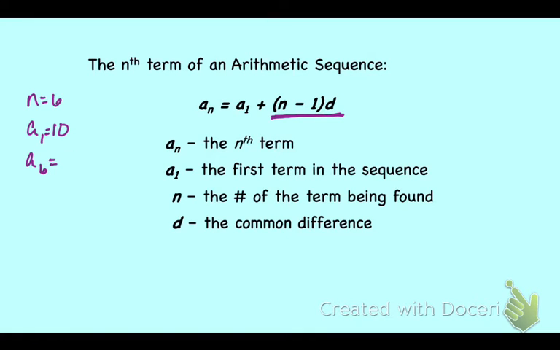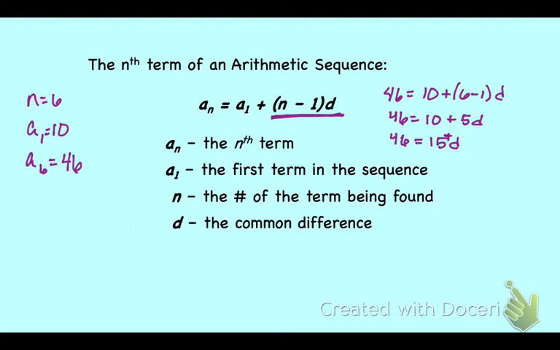Because I'm adding multiples of 6. So, we'll go with 46, just to show you. Okay, so they plug these things in because they have to find d, right? Because that's the only thing missing. So they do 46 equals 10 plus 6 minus 1 d. And they say 46 equals 10 plus 5. And they'll say 46 equals 15d. Or 15 plus d. What did I do wrong in both of those situations?